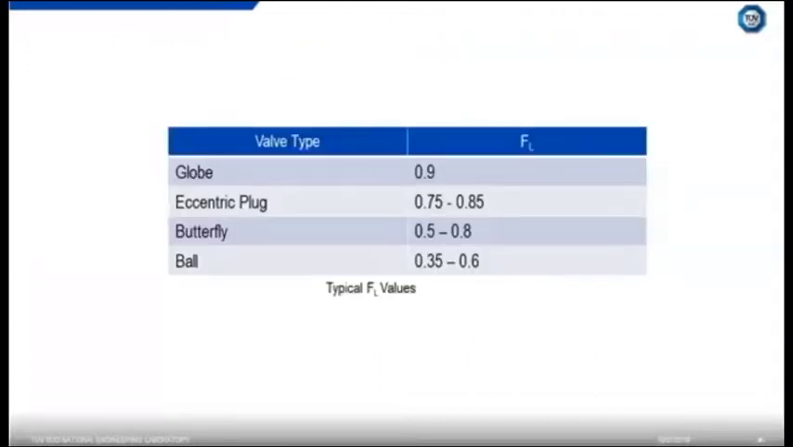So the key thing to understand about the pressure recovery factor is the higher the FL number, the worse the valve is at recovering pressure. Ball valves have very good pressure recovery, so they've got lower FL numbers. Globe valves tend to have weaker pressure recovery, so they have higher FL numbers. But the important thing to note here is the lower the FL number for the valve, the more likely it is that you will see cavitation within the valve. So ball valves and butterfly valves tend to be more susceptible to cavitation, whereas globe valves are much better at dealing with the presence of cavitation.